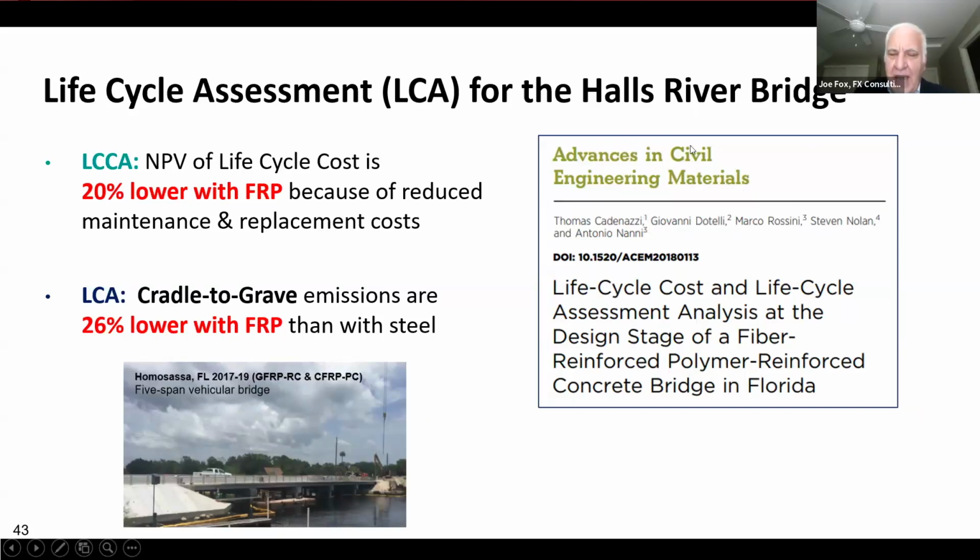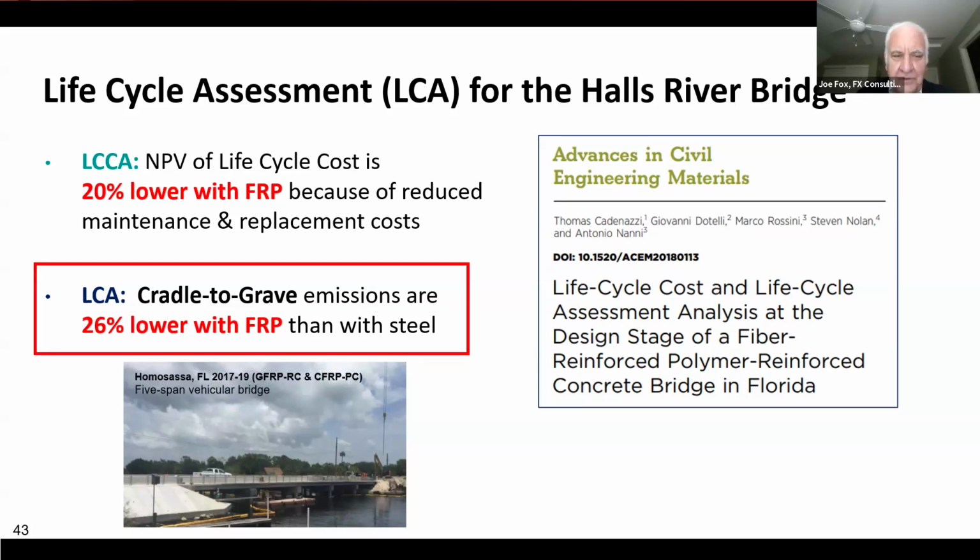I could spend an hour just talking about this talk, but this is the Cliff Notes version. Their LCCA showed that the net present value of the life cycle cost is 20% lower with FRP because of reduced maintenance and replacement costs. That's a very good story for FRP, 20% lower, but that's a story for a different day. Their LCA, which is relevant to today, showed that the cradle to grave emissions are 26% lower with FRP than with steel.